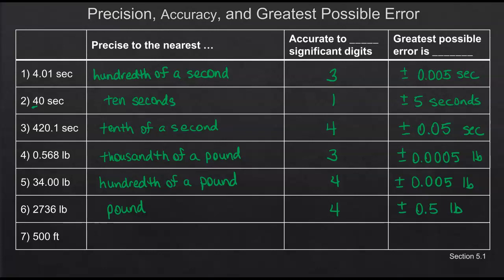And then 500 feet. This is our digit that is furthest right that is significant. So this one is precise to the nearest 100 feet. It has 1 significant digit, and half of 100 is 50. So plus or minus 50 feet on this one. And that's just because that one's not very accurate as it is. It's only accurate to 1 significant digit.